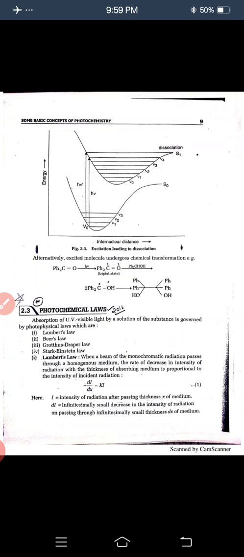Some laws like Beer and Lambert we discussed in previous undergraduate courses. Let me summarize. We discuss Lambert's law. In Lambert's law, we use monochromatic light passing through a homogeneous medium.